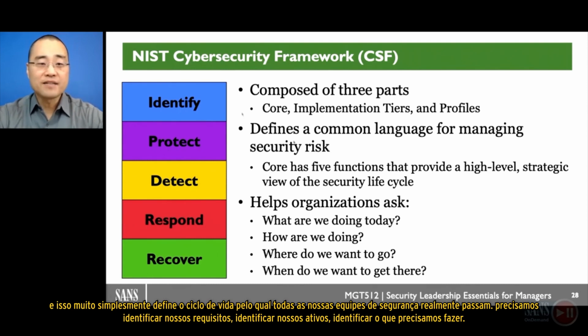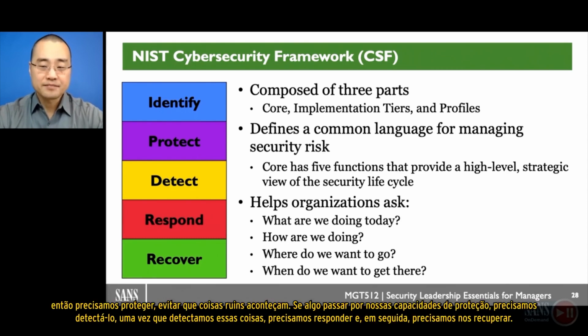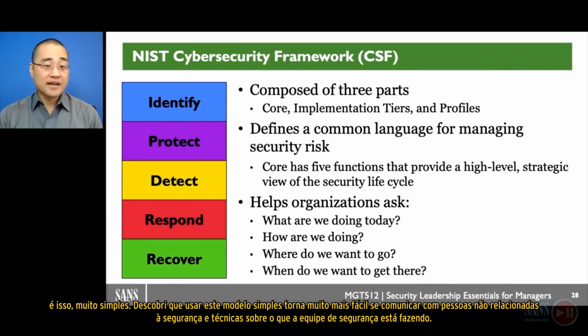We need to identify our requirements, identify our assets, identify what we need to do. Then we need to prevent bad things from happening. If something gets by our protective capabilities, we need to detect it. Once we detect those things, we need to respond, and then we need to recover. Wow, that's it. Very simple. I have found that using this simple model makes it a lot easier to communicate with non-security and non-technical people about what it is the security team is doing.